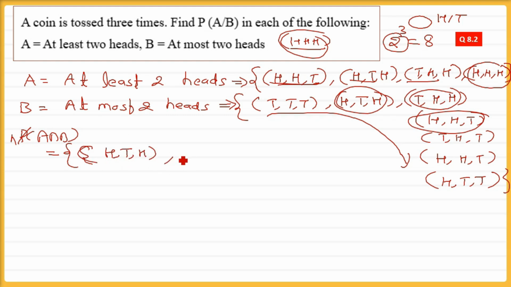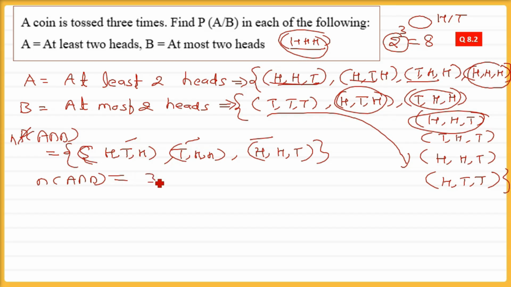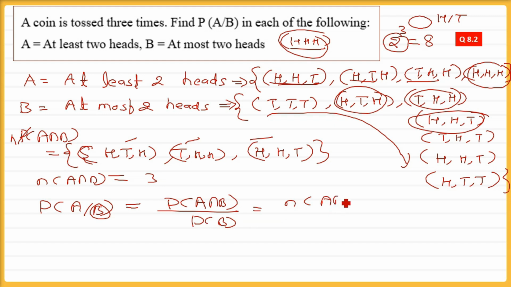So let me write it: HTH, THH and HHT. So in all there are 3 elements. Actually we just need the number. So 1, 2, 3. The number of elements in A intersection B is what we employ in computing the probability. So P(A by B) is P(A intersection B) divided by P(B). That is N(A intersection B) divided by N(B) that you have to find out.